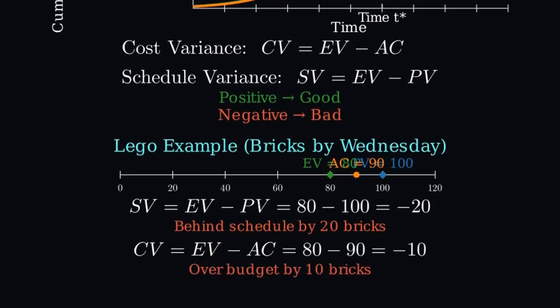So schedule variance is 80 minus 100, which is negative 20, behind schedule by 20 bricks. Cost variance is 80 minus 90, which is negative 10, over budget by 10 bricks.